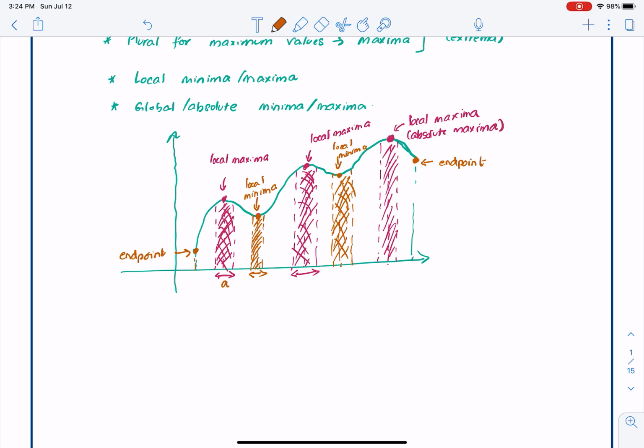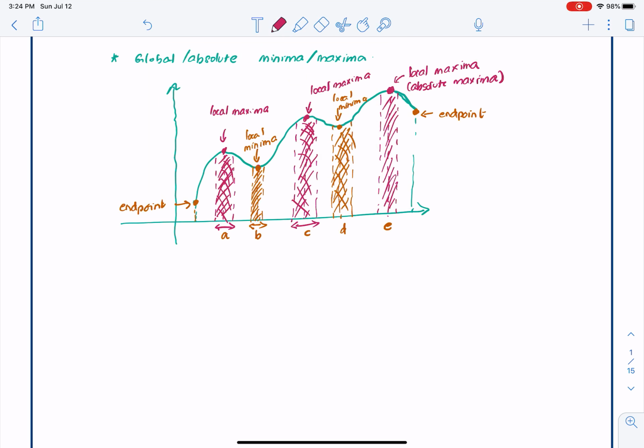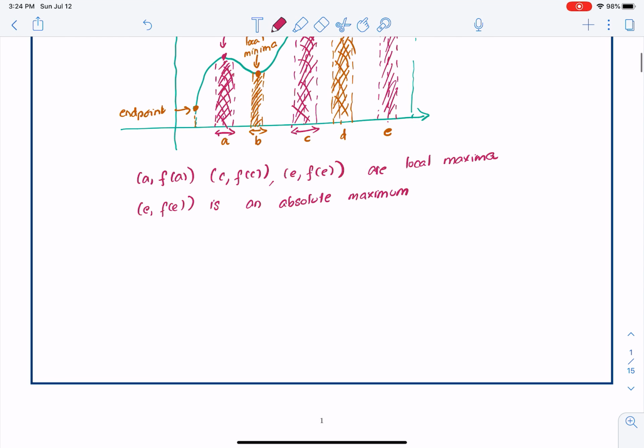So if I called the points A, B, C, D, E, then in this picture, A, f of A, C, f of C, E, f of E are local maxima, and E, f of E is an absolute maximum. B, f of B, D, f of D are local minima.